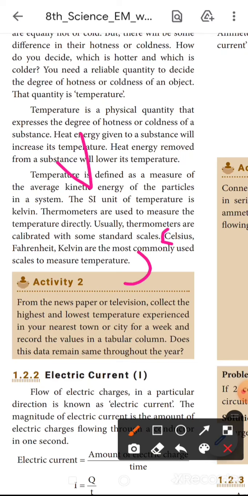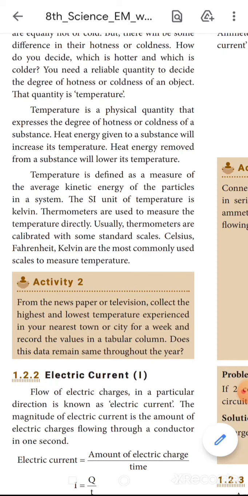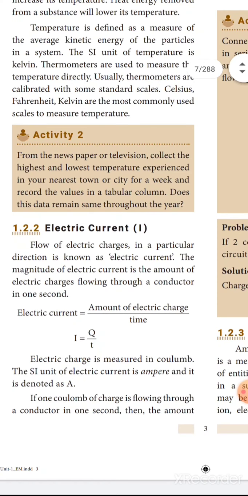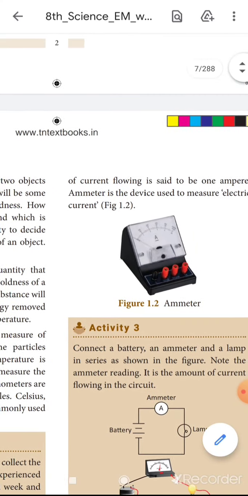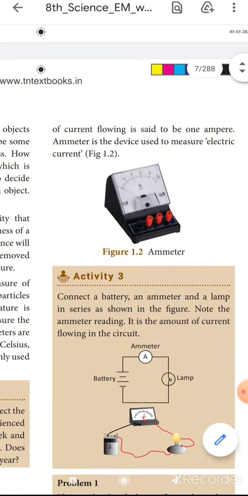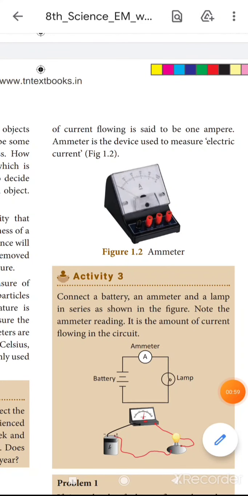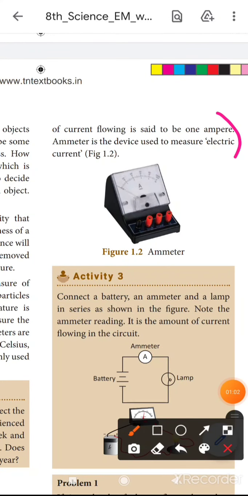Then 7th Roman, second question done. The next, third question: define ampere. Here, when 1 coulomb of charge is flowing through the conductor in 1 second, then the amount of current flowing is said to be 1 ampere. Up to this one, mark it.